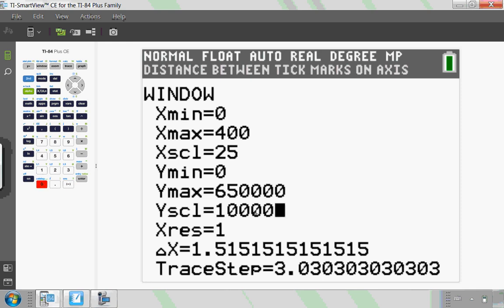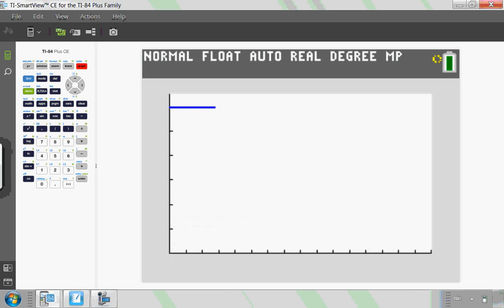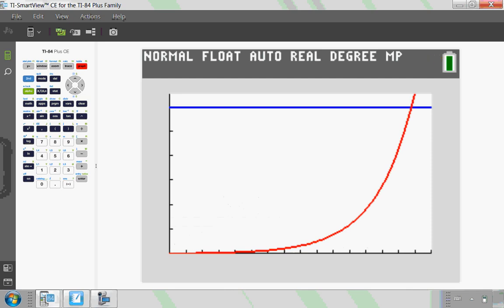Did I do that right? One more 0. Perfect. Okay, your window setting does not have to be the same as mine. I just want to get a window setting where I can see the intersection point. So there goes 600,000. Here comes my graph. I just snuck it in there, and I can see my intersection point.